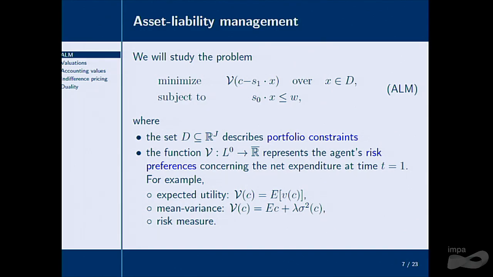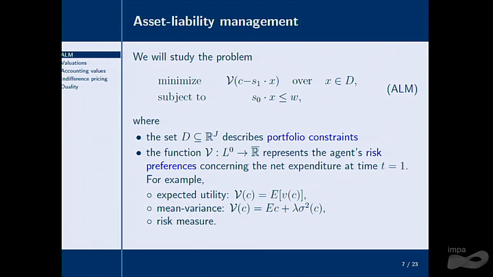And then, like I said, C minus S1.x is the net claim that the agent has to cover by digging into his pockets. And he wants to make that as nice as possible. In general, it's nice if it's small, but it's random. So it's just a classical topic of comparing different random variables. You can use expected utility, you can use mean variance or whatever.